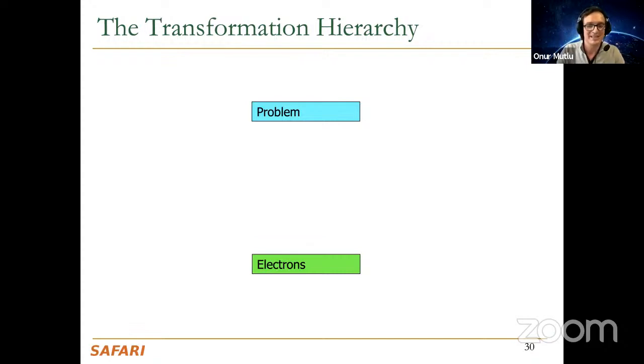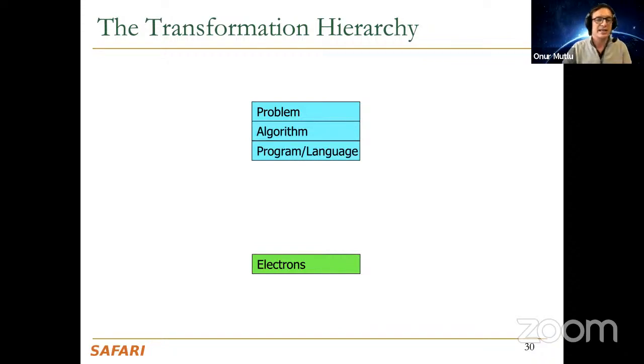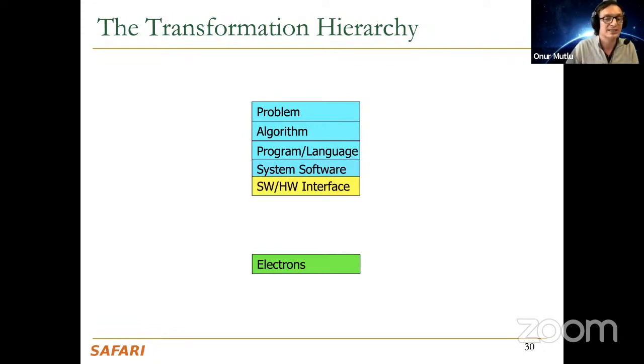Clearly, we cannot speak electron language. At least so far, we have not figured out how to speak that electron language very well as humans. So we have abstraction layers built into it. We translate the problem to an algorithm. Algorithm gets written in an implementation in a programming language. And then that gets executed on top of some system software. And that also gets translated into the software-hardware interface, which are the instructions. And then that gets implemented.